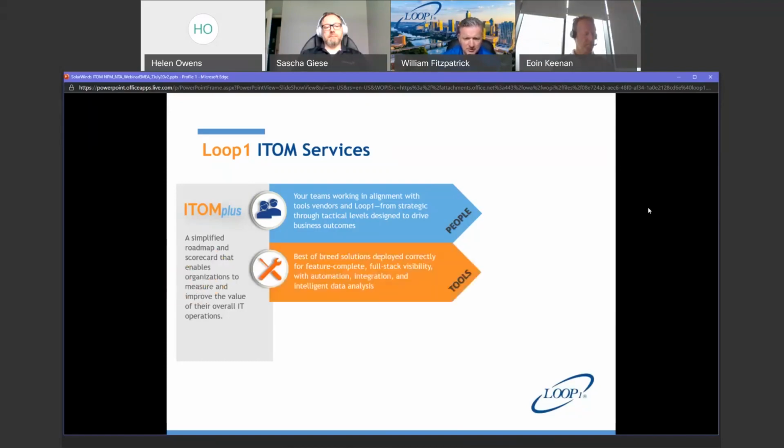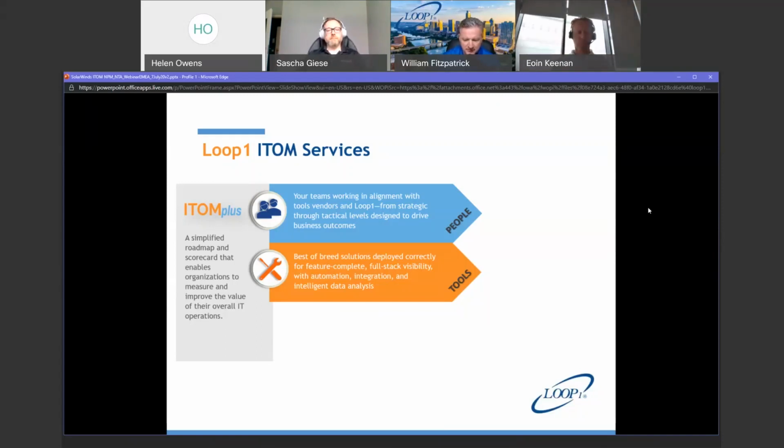And of course, from a tools perspective, we are talking about today Network Performance Monitor and NetFlow Traffic Analyzer, but we're talking about any and all of the tools that you deploy. And precisely, we're talking about feature complete, full stack visibility, right? Knowing that every tool you've invested in is a tool that's been deployed to its full capabilities. We hear time and time again from clients that there are things that SolarWinds can do that they didn't know could be done.